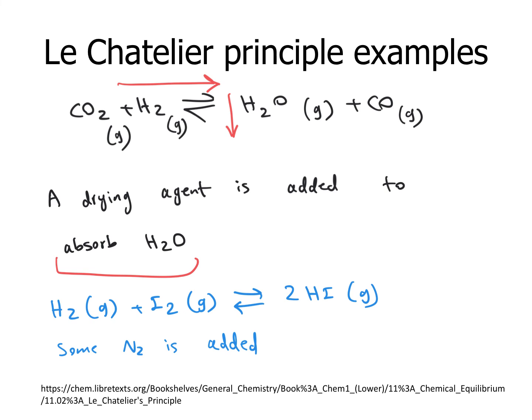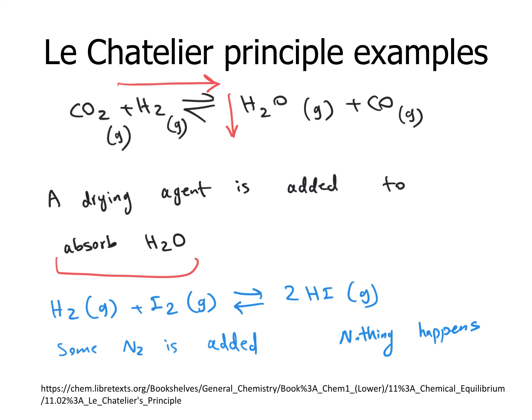We have a reaction vessel in which this reaction occurs, and then we just add some nitrogen to our reaction vessel. Would it go left to right, because you're adding it to the reactants? It wouldn't change because N2 is not involved in that equation. So if you add something that doesn't participate in your reaction, it doesn't do anything to the reaction. Nothing happens in this case.